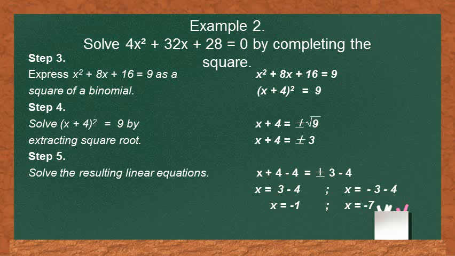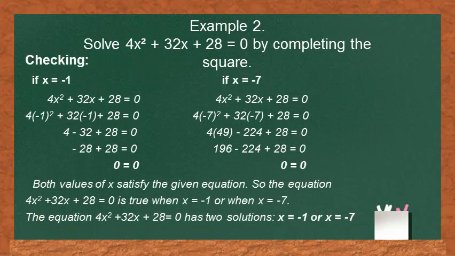So it will become x is equal to 3 minus 4, and another one we have x is equal to negative 3 minus 4. So x is equal to 3 minus 4 will become x is equal to negative 1. And x is equal to negative 3 minus 4 becomes x is equal to negative 7.